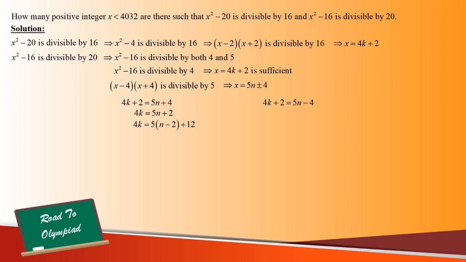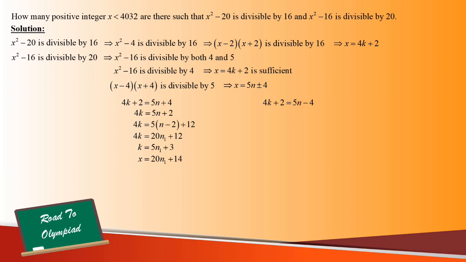Since all the terms here are divisible by 4, we must have n minus 2 be a multiple of 4. That is, we can let n minus 2 be equal to 4n1 for some integer n1. And this will simplify the equation to 4k equal to 20n1 plus 12. Dividing by 4, we have k equal to 5n1 plus 3, and substituting this back into x equal to 4k plus 2, we have x equal to 20n1 plus 12 plus 2, which is equal to 20n1 plus 14.